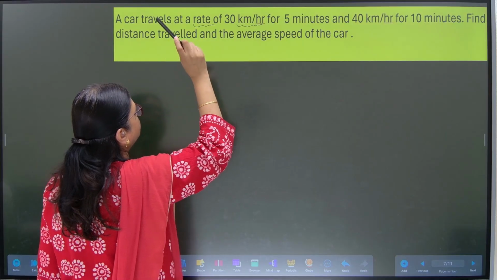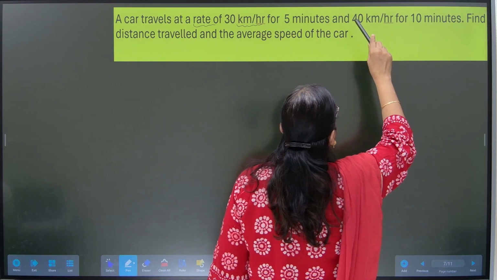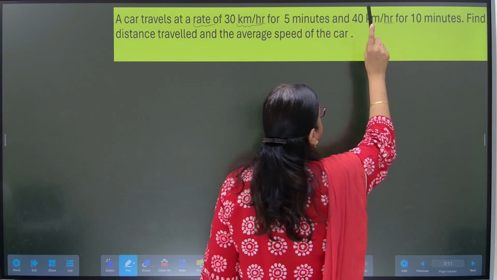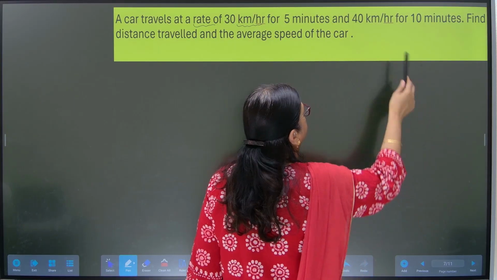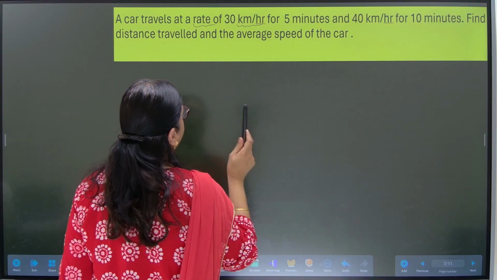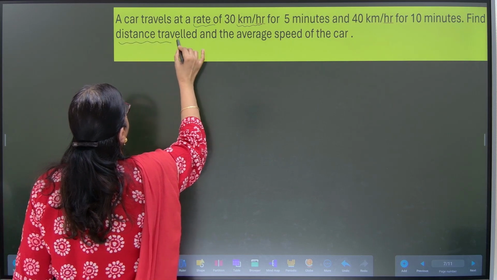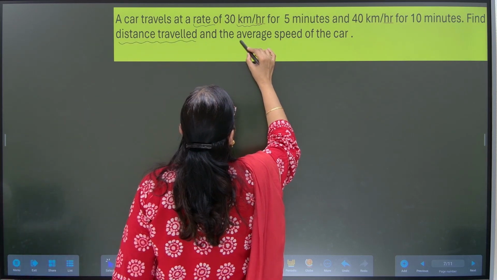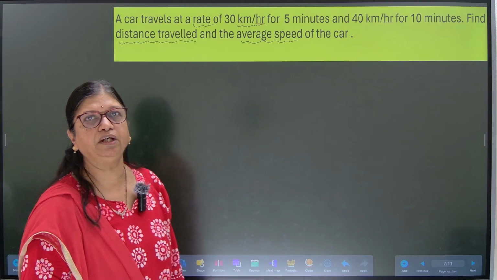So this is a car travels at a rate of 30 kilometers per hour. So this is the speed of the car for how many minutes? 5 minutes. And 40 kilometers per hour. This is again the speed of the car only. Again at another occasion for 10 minutes. Find the distance traveled and the average speed of the body. Now here there are two parts in the question. Distance traveled and the average speed of the car.